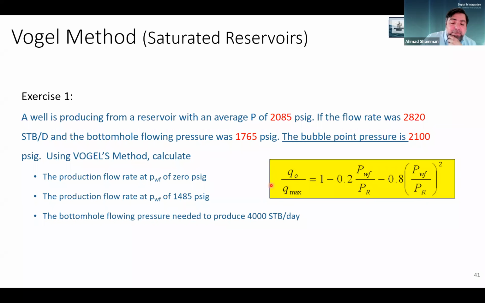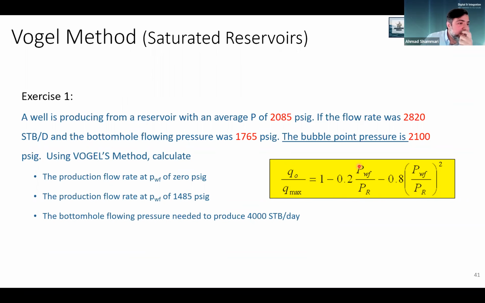Because you see what will happen if the flowing bottom pressure is 0, this term here will be 0. So this term and this term will go away. Then we are going to find that Q equals Qmax. That's it. Correct.